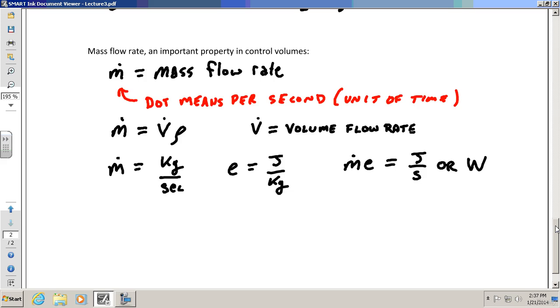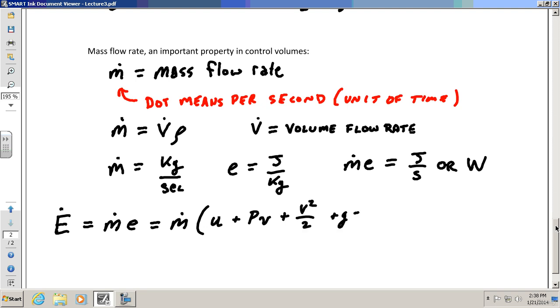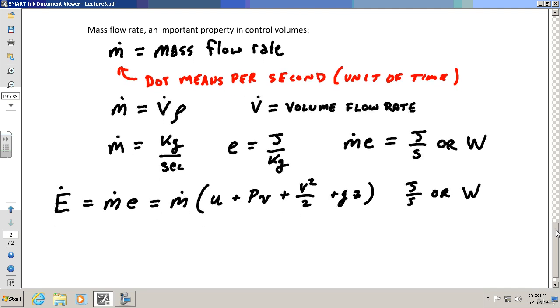So if I want to figure out the power, which I would represent as E dot, because it would be like energy per unit time, that'd be power. That'd be the mass flow rate times little e, which is equal to the mass flow rate times u plus PV plus V squared over 2 plus GZ. And the units would be joules per second or watts. That's simply just multiplying those two together. We're going to do that a lot. Mass flow rate we use all the time.